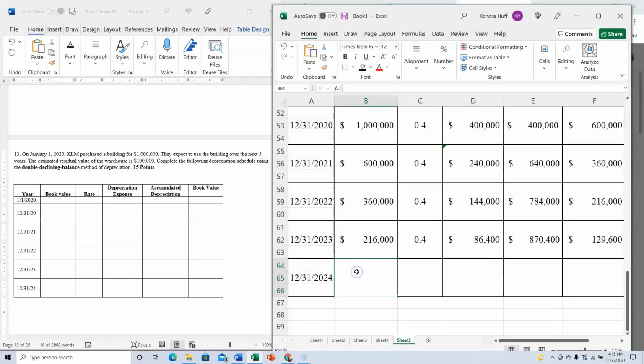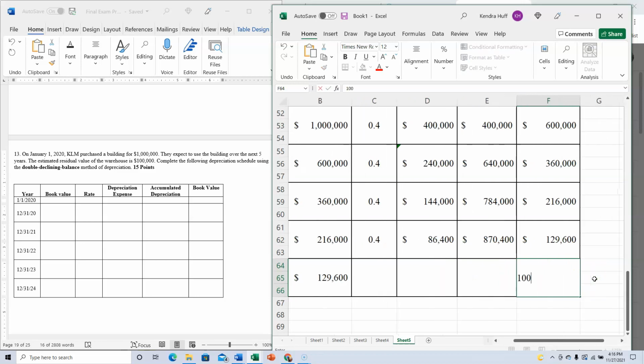So now in this last year, start 129,600, and I'm not even going to calculate anything over here because I know that this number has to equal 100,000. So this has to be 29,600 to make that come down to 100,000. So I'm just going to type in the 29,600. And that's it for that one.